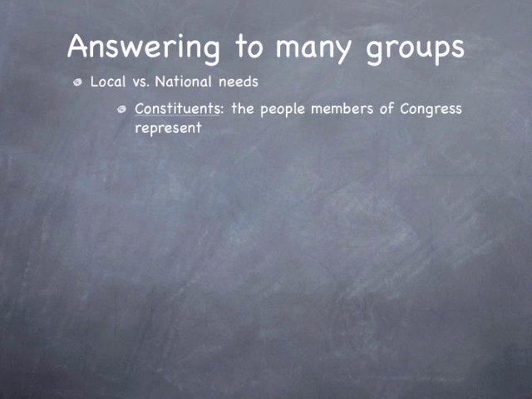Constituents, key word here. Constituents are the people members of Congress represent. For example, somebody hired in for the region that I live in, which is Port Huron, Marysville, that kind of area, is going to have to answer to the constituents of that area. The people that live in that area might have very different views or goals in Congress than what people living in Clinton Township would have. That's one thing you have to think about. Constituents are what the people that voted them in are looking to get done.